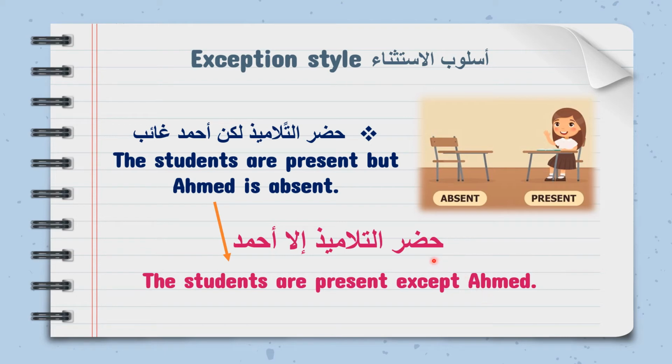In exception style, the first two words حضر التلاميذ remain the same. Instead of but Ahmed is present, we write except Ahmed. So we remove the word lakin and ghaib as they are unnecessary when we use the word illa, which is the exception tool. And then comes the excluded noun, which is Ahmed. We get the sentence حضر التلاميذ إلا أحمد. The students are present except Ahmed.